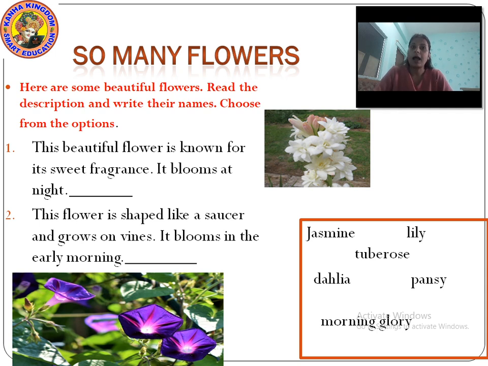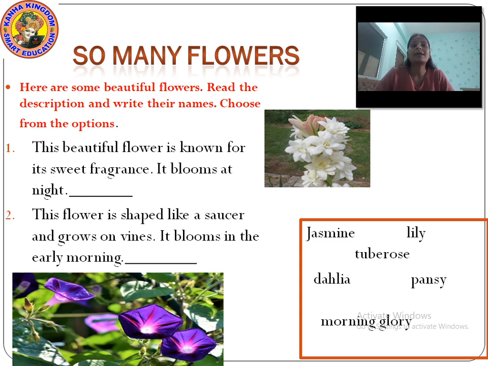Okay, I will tell you, this flower is tuberose. So please write down, number first is tuberose. This flower is known for its sweet fragrance, and this tuberose blooms at night. So the correct answer is tuberose. Please write down in your book, that is on your page number 7, So Many Flowers.